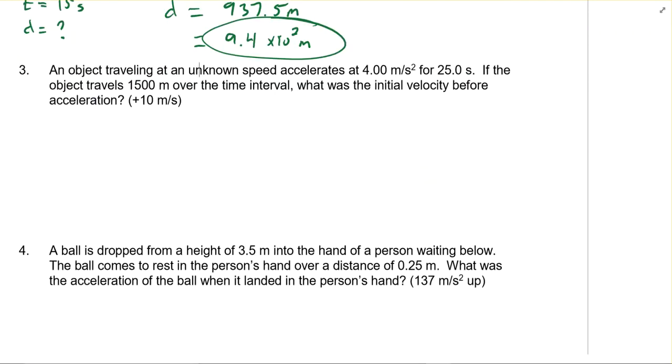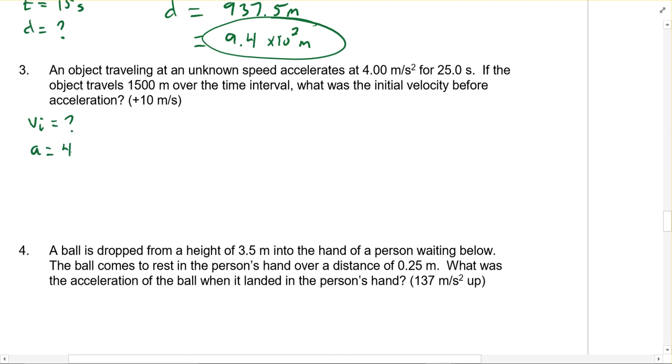All right, number 3. An object traveling at an unknown speed accelerates at 4 meters per second squared for 25 seconds. If the object travels 1,500 meters over the time interval, what was the initial velocity? So I'm going to write down what we know here. VI is the one we're looking for. VF doesn't come up at all. There's no mention of a final velocity.